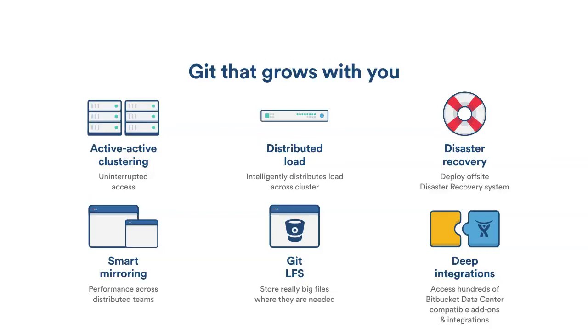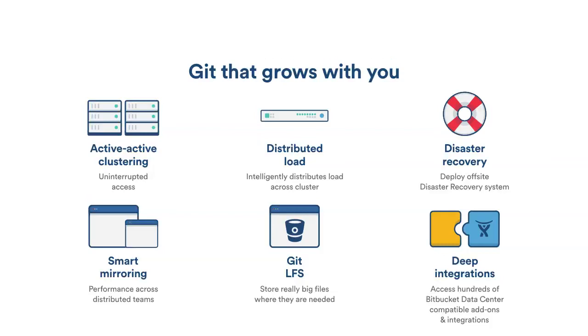Git large file storage. With Git LFS, you can store really big files where they're needed, not just where they fit. Git LFS is meant for teams that work with large media assets like images and videos. Bitbucket Data Center enables teams to stretch Git to support their growing business with innovative features like pull requests, smart commits, code search, and more.